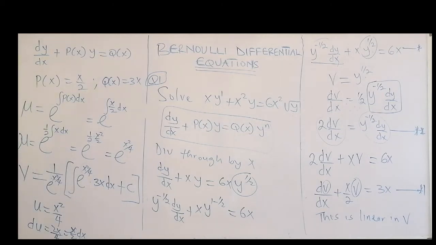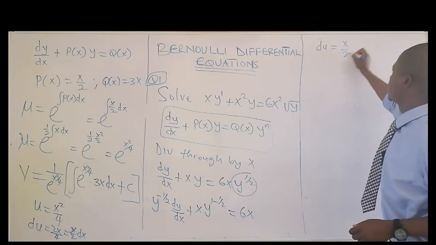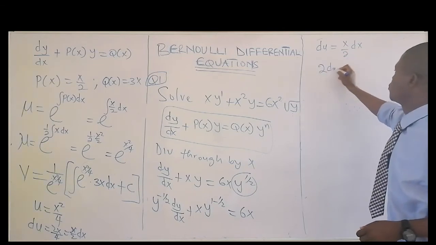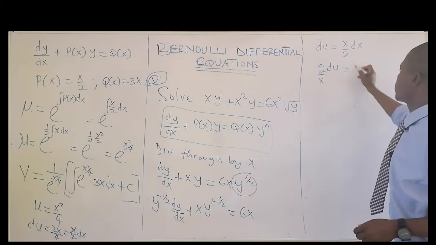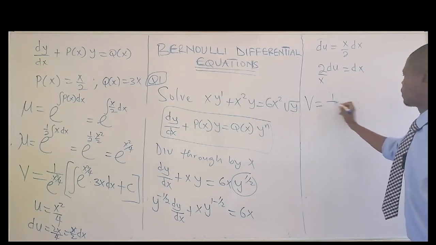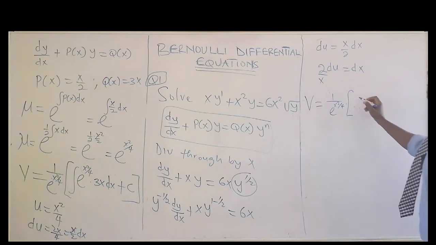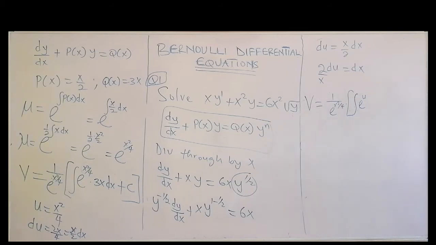So let's make dx the subject. We have du is equal to x over 2 dx, so cross multiplying, we have 2 du over x equal to dx. Now we can go back to our general solution. v equal to 1 over e to the x² over 4, then the integral of e to the u times 3x. Then we have the expression for dx, which is 2 over x du.